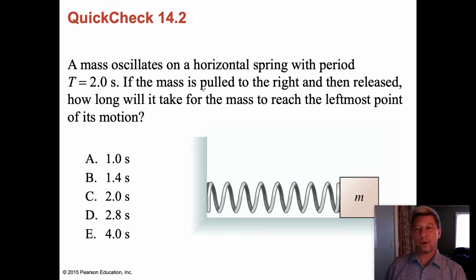A mass oscillates on a horizontal spring with a period of 2 seconds. Same scenario here. If the mass is pulled to the right and then released, how long will it take for the mass to reach the leftmost point of its motion? Well, because the period, the time to go there and back again, is 2 seconds, then to go from the right to the leftmost point will take half of the period. And so therefore, choice A, or 1 second, will be the answer.